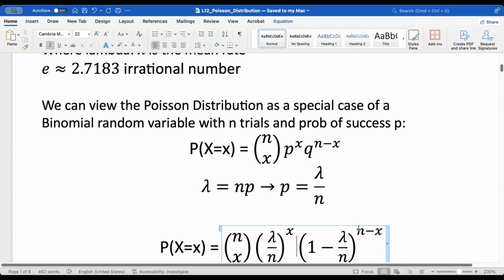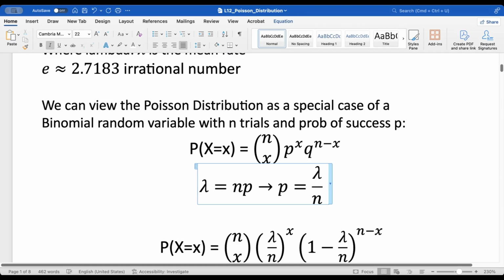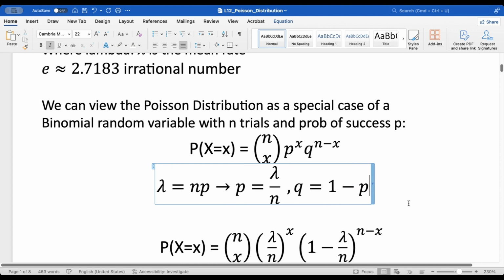So replacing p with lambda over n, remember q is equal to 1 minus p. So we get n choose x. Instead of p to the x, we get lambda over n to the x. Instead of 1 minus p, or q, to the n minus x, we get 1 minus lambda over n to the power n minus x. Let me just write that in here. So q, remember, q is equal to 1 minus p.